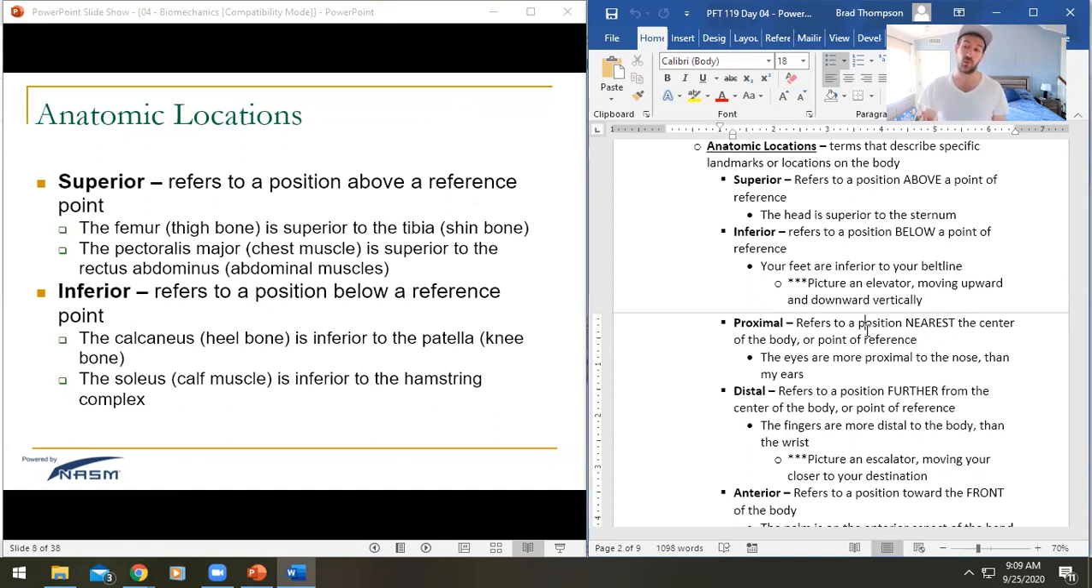But if you give another point of reference, like if I said my sternum is superior in general, but if I said my sternum compared to my head, now suddenly this is superior and this is inferior. So superior is a position above a point of reference. Your femur is superior to your tibia. Your thigh is superior to your shin. Your pectoralis major is superior compared to your abdominals. Your pecs are above your abs. Then we've got inferior, which is a position below a point of reference.